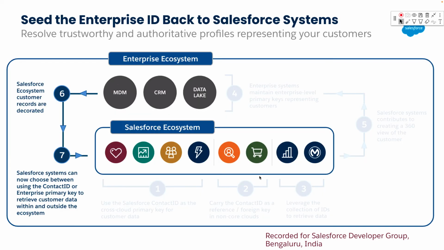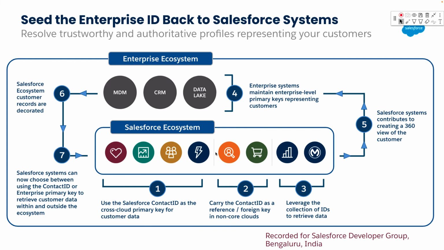Now what has happened is I can go back, and the Salesforce ecosystem customer records are now decorated, which means that they have their own enterprise key, but with the help of contact ID, you can choose either the contact ID or the enterprise primary key to retrieve the customer data from this ecosystem. This way the whole chain gets completed, and we understand where the data has been coming from, how I can use contact ID, how I can talk to an enterprise key, and then bring that enterprise key data back to the Salesforce ecosystem. So this is what it takes.